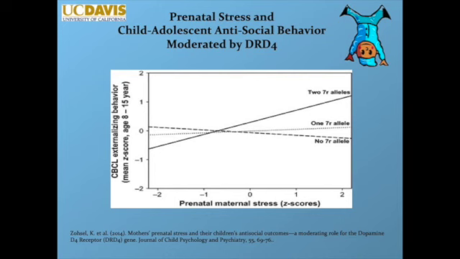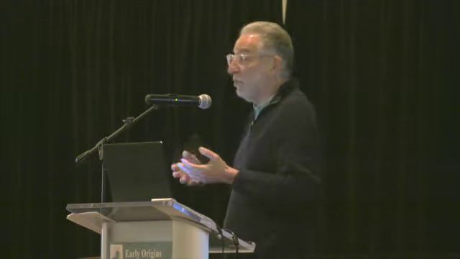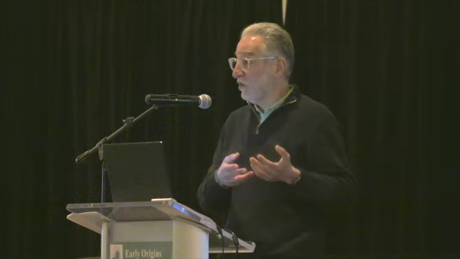But it turns out, it looks like, that it does variably. For those who have what is called the 7 repeat variant, and especially 2 copies of it, inherited one from mother and one from father, their antisocial behavior is, for better and for worse, dependent upon whether they had more or less prenatal stress. For other kids with only one or none of these variants, there's no effect of prenatal stress. So does prenatal stress seem to affect antisocial behavior? The answer is yes and no. Yes for some, not for others.